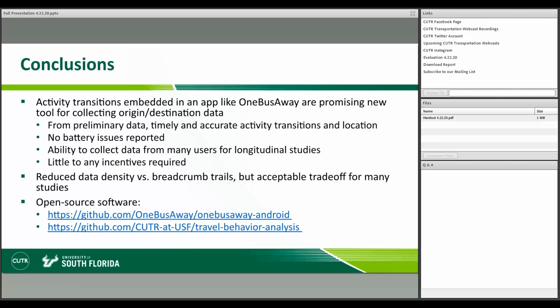So there is a reduced data density when you look at traditional GPS tracking, of getting this very high resolution, every 4 seconds or so, breadcrumb trail. But if you're mainly concerned with where users are moving to and from and how they're getting there, more the origin destination scale, this seems to be an acceptable trade-off.